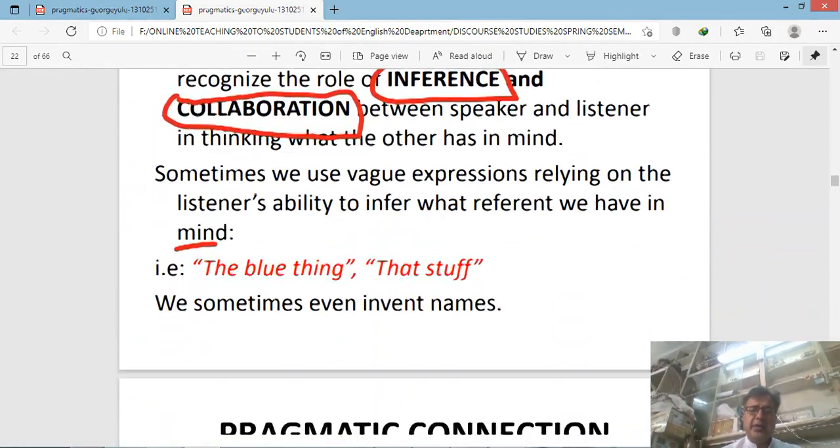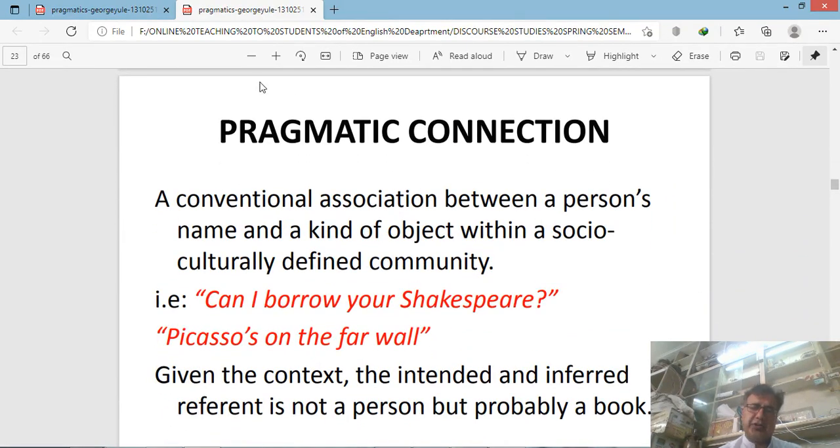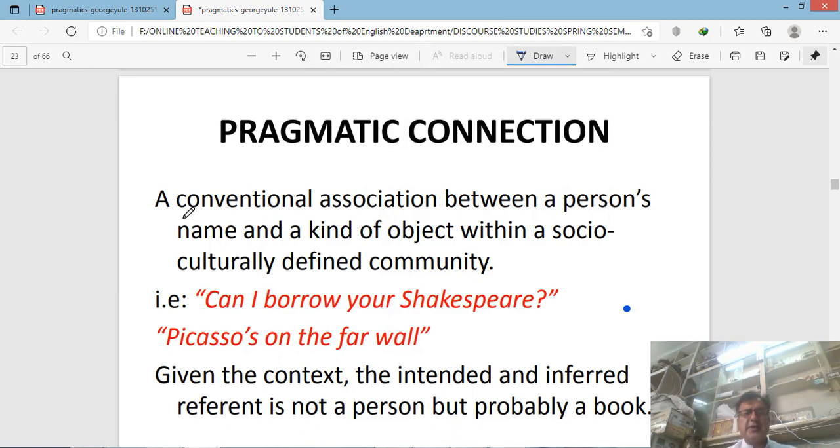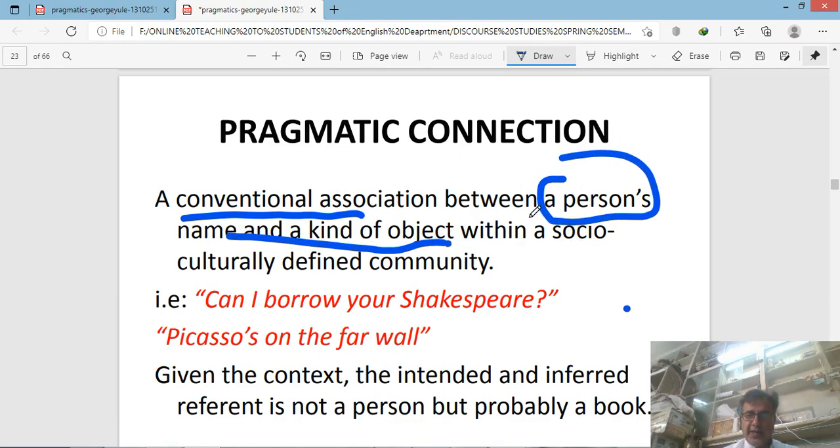Now I move a little bit to pragmatic connections. I would certainly like you people to pay full attention to this: what is this pragmatic connection? It means a conventional association between a person's name and a kind of object within a socially, culturally defined community, an object which is associated with that particular person and which gives meaning within that given community.